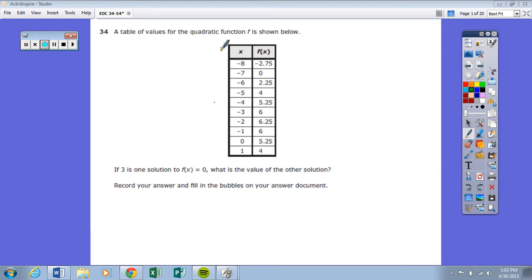We've had some like this before. The key statement is this: you want f of x to be 0. So if you go to the f of x column, you look for where there's a 0, which is right here, and you look at the x that goes with it. So that should be your answer. That is what you will bubble in.